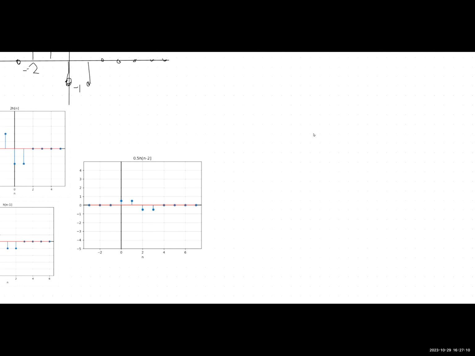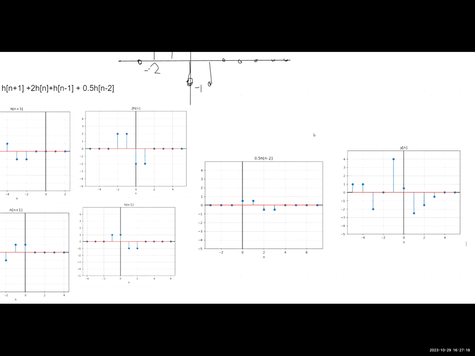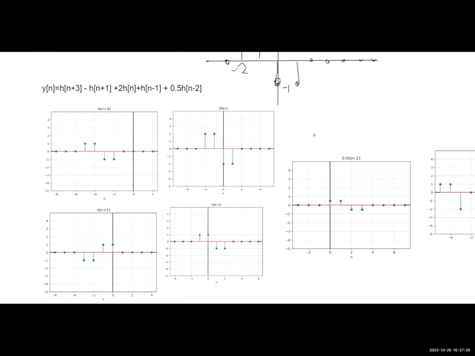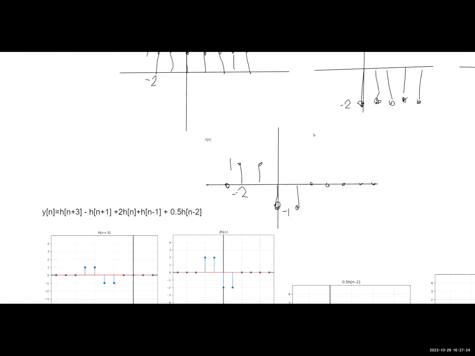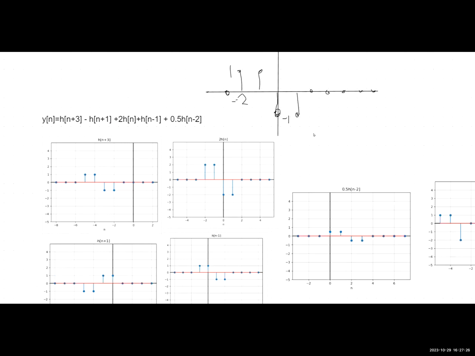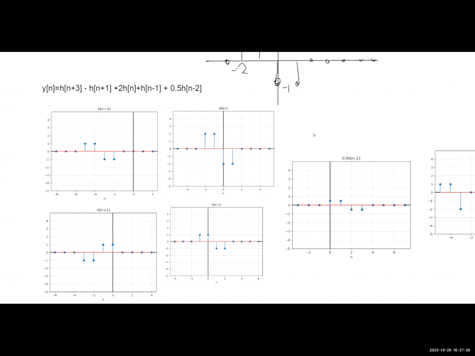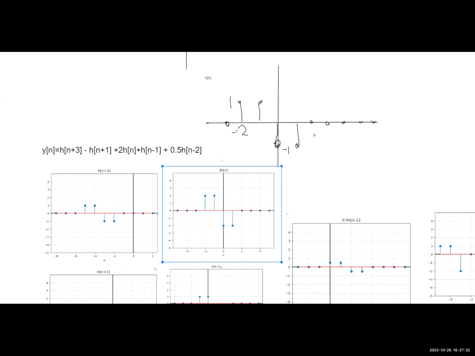Teresa, I had a question. Why did you start with the height at -2 again for 2h of n for this one? Yes, so this is just h of n, which we have right here, but it's scaled by 2, right? Got it.